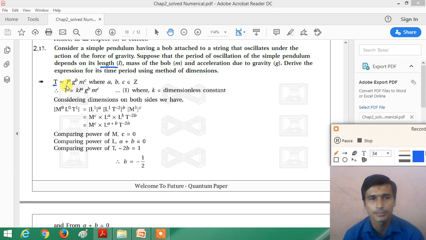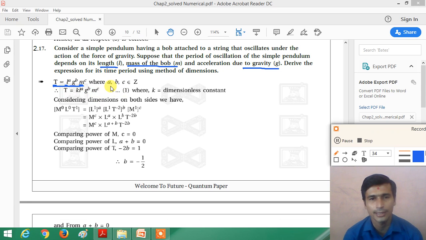So we write L raised to a, mass of the bob m raised to c, and the gravitational acceleration g raised to b. If we remove this proportionality, we require one constant. We place a dimensionless constant k. So T is equal to k L raised to a, g raised to b, and m raised to c.